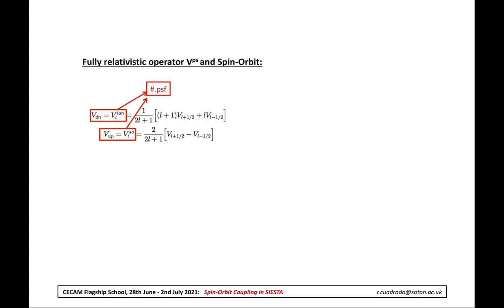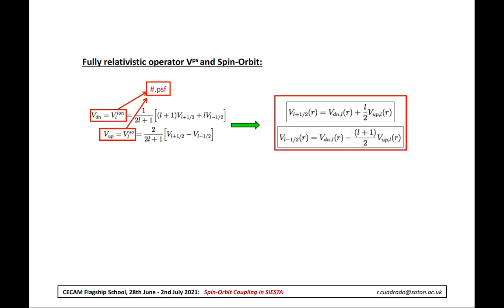The way to separate them is by undoing the linear combination, having then the two L plus 1/2 and L minus 1/2 radial functions ready to be used to construct the pseudopotential operator, in which all the relativistic corrections are included: Darwin, velocity correction, and spin orbit coupling term.